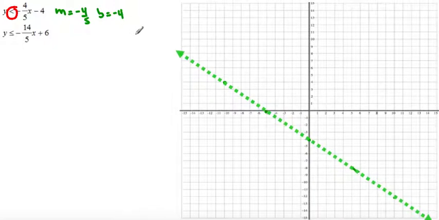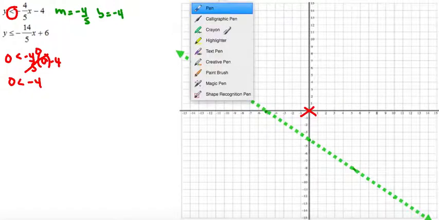Alright, and then I'm going to figure out which way I shade. So I'm plugging in 0, 0, the origin. Either I shade above the line or below it. So if 0 is less than -4/5 times 0 minus 4. Anything times 0 is 0. So if 0 is less than -4, this isn't true. 0 is not less than -4. So I have to shade everything that's below the line, that doesn't include the origin.